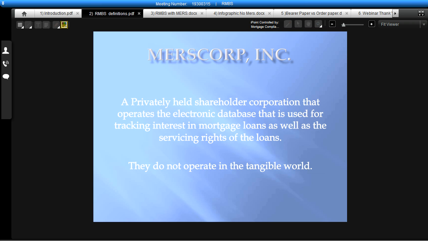Again, they operate in the intangible world, not the tangible world. And what they track is the beneficial interest, the rights to future payments, the servicing rights of the servicers, who is serving the account. This is what they track.